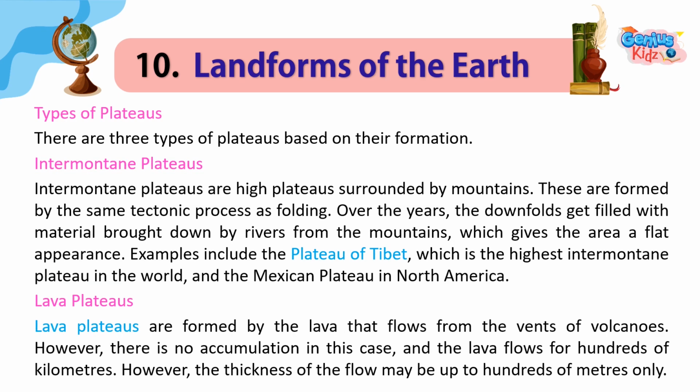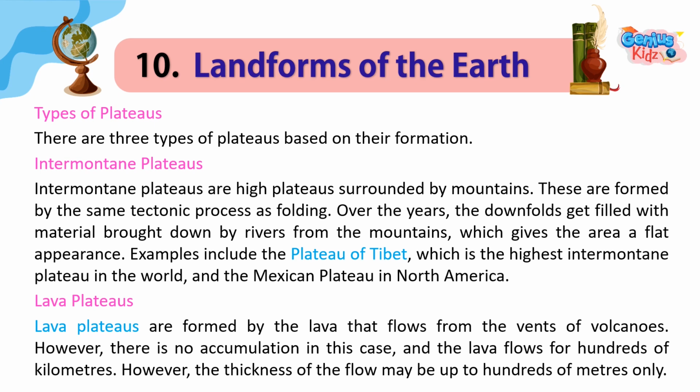Types of plateaus. There are three types of plateaus based on their formation. Intermontane plateaus. Intermontane plateaus are high plateaus surrounded by mountains. These are formed by the same tectonic process as folding. Over the years, the downfolds get filled with material brought down by rivers from the mountains, which gives the area a flat appearance. Examples include the Plateau of Tibet, which is the highest intermontane plateau in the world, and the Mexican Plateau in North America.